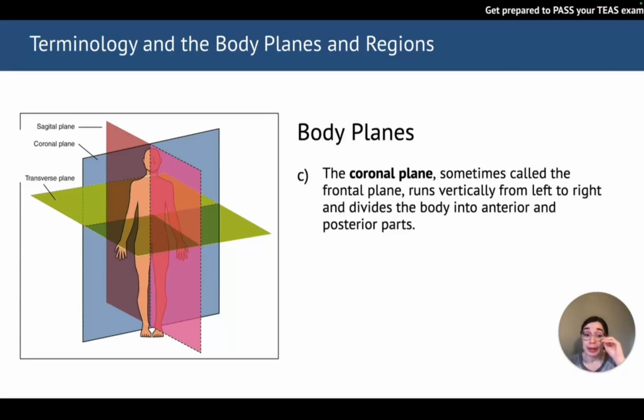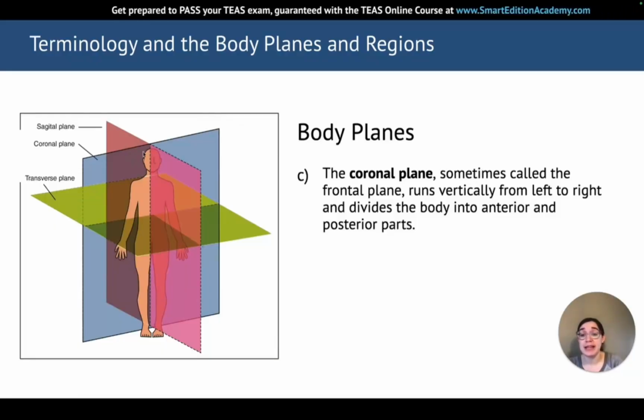The coronal plane is sometimes also called the frontal plane. It's illustrated in blue here, and it is another vertical plane, but instead of running front to back like the sagittal plane, it runs through the body from left to right, and it divides the body into anterior, a front part, and posterior, a back part, as you can see pictured here.